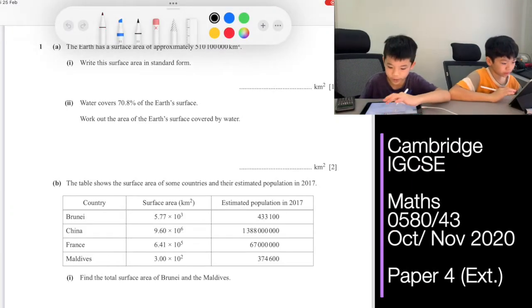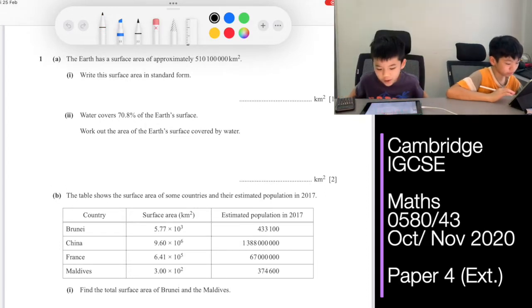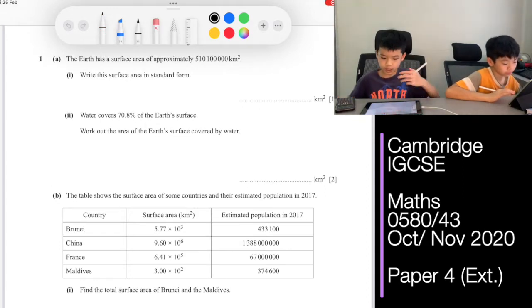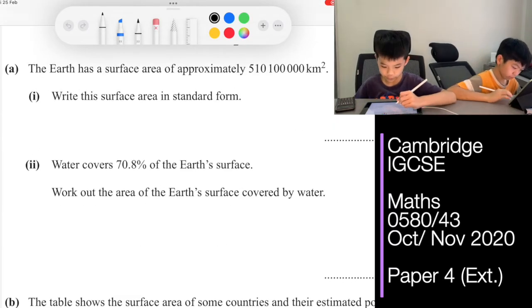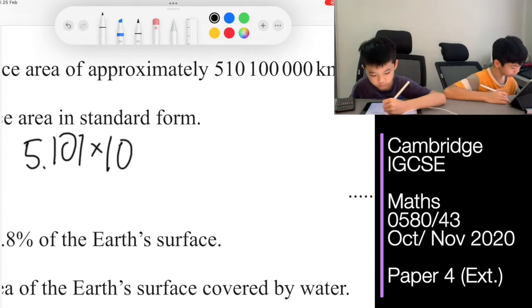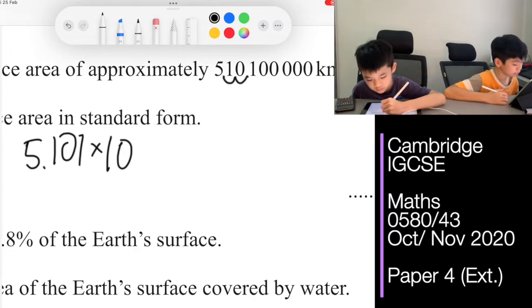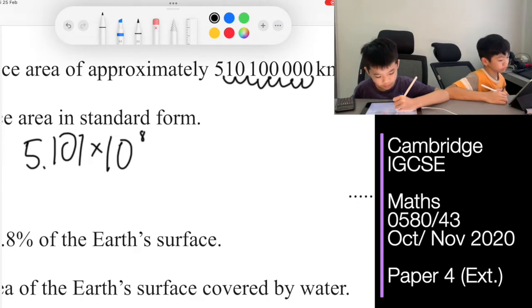Okay, for question one, the Earth has a surface area of approximately 510,100,000 kilometers squared. Write this surface area in standard form. So it's 5.101 multiplied by 10 to the power of something. So we put a decimal here. 1, 2, 3, 4, 5, 6, 7, 8. Times 10 to the power of 8.